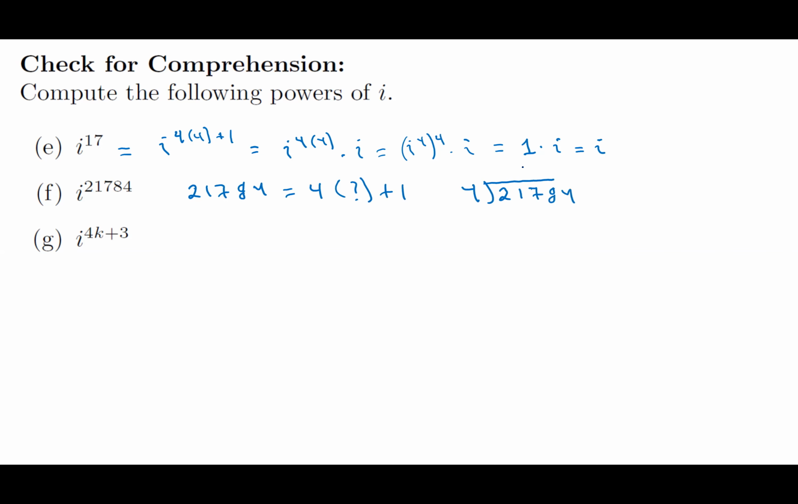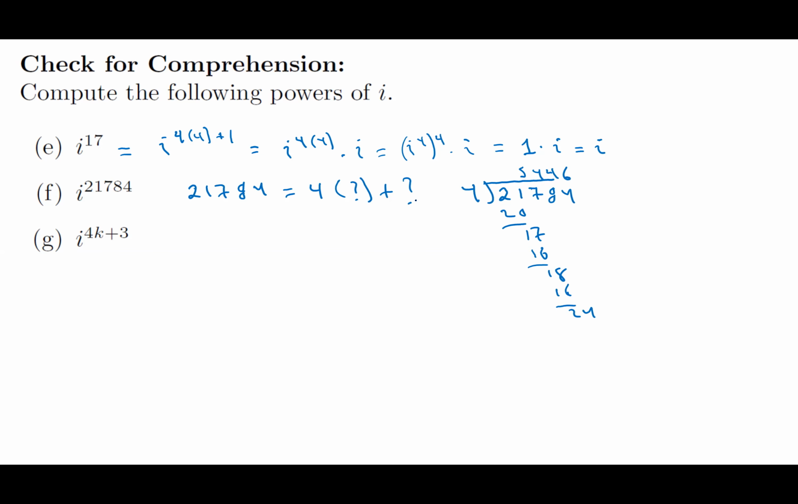So 21, so that's 5. That's 4. That's 4. 4 goes into 24 6 times. So it goes in, I'm sorry, not plus 1, plus something. What's the remainder? And so we get 5,446.